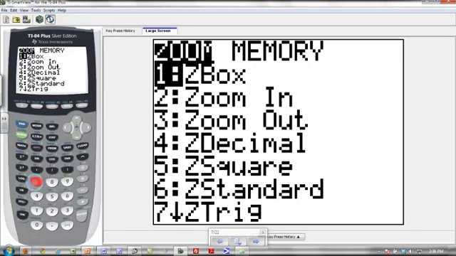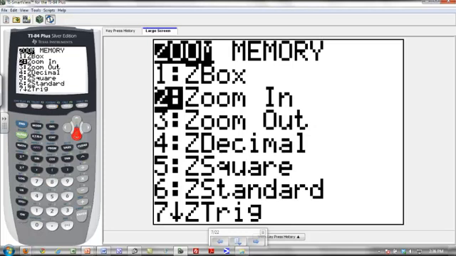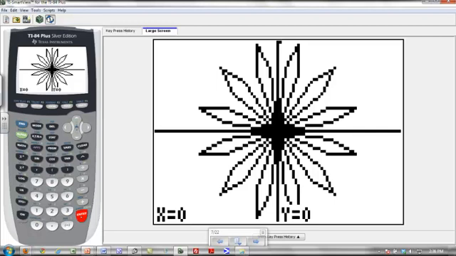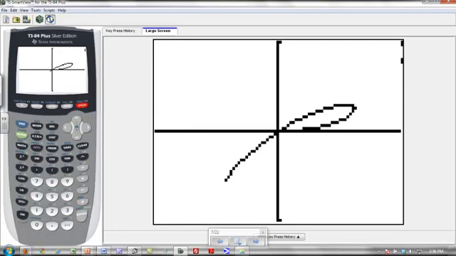If I do zoom 7, you get this really small thing in the bottom there. I'm just going to choose zoom in, hit enter, enter. And that's kind of nice, but I'm going to make one little change. I'm going to make my theta step a little bit smaller, mostly because a tenth of a radian is like 6 or 7 degrees, and I want to make this thing a little bit more smooth. And there you see those first 2 leaves.